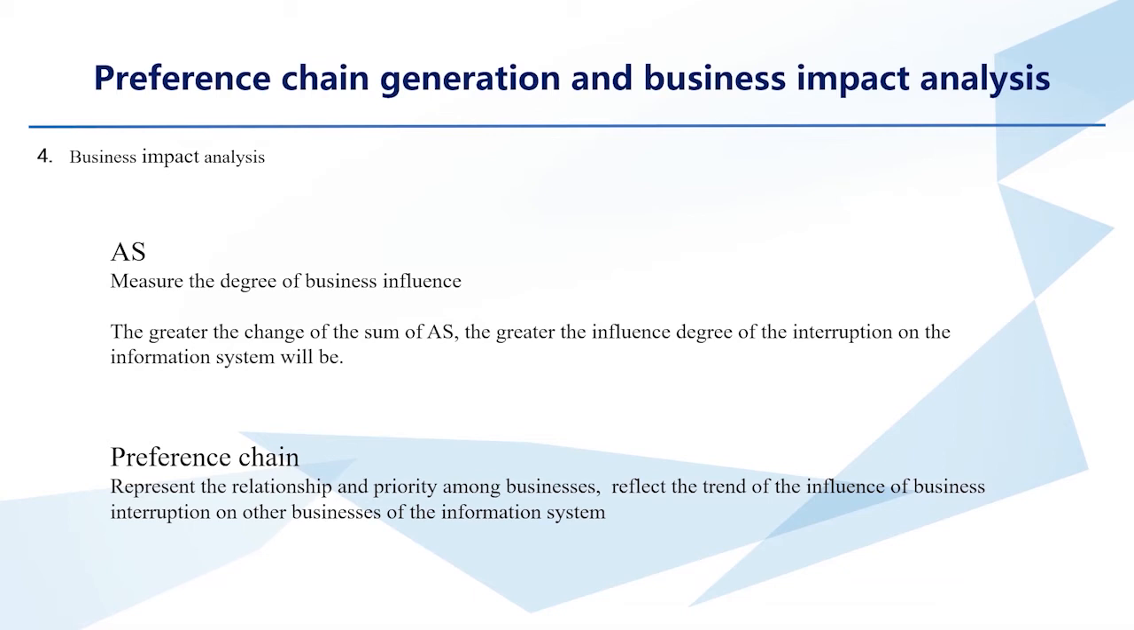The analysis method of business impact of information system includes the measurement of the impact of business function interruption and the trend analysis of the impact of business function interruption. In the event of information system business interruption, by analyzing the changes of active sum before and after the business interruption, the influence degree of the interruption on the information system can be understood. And the preference chain represents the relationship and the priority among businesses, reflecting the trend of the influence of business interruption on other businesses of the information system.